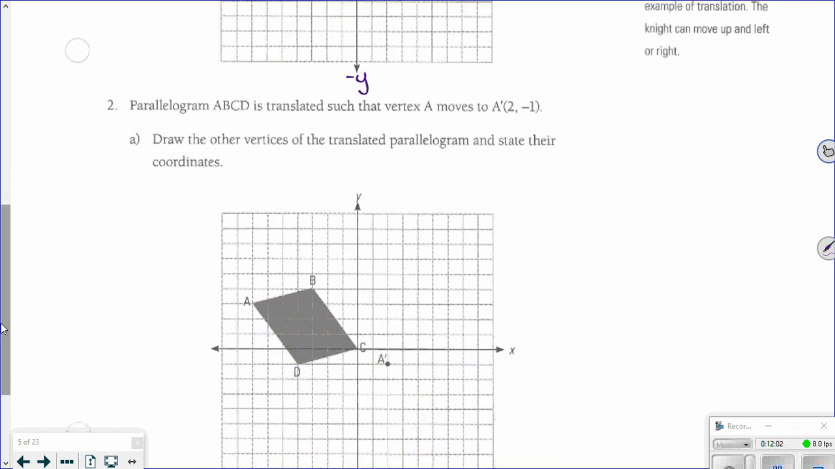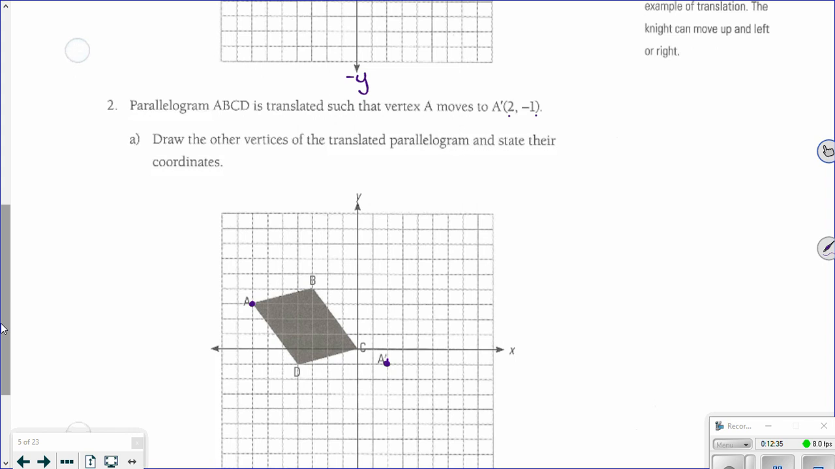Okay, the next one says parallelogram ABCD is translated such that vertex A moves to A prime of 2, negative 1. Draw the other vertices of the translated parallelogram and state their coordinates. So A starts out over here, and it moves to 2 in the X and negative 1 in the Y. So 2 in the X, negative 1 in the Y is right here where they've drawn A prime. We have to move all the other vertices the exact same amount.